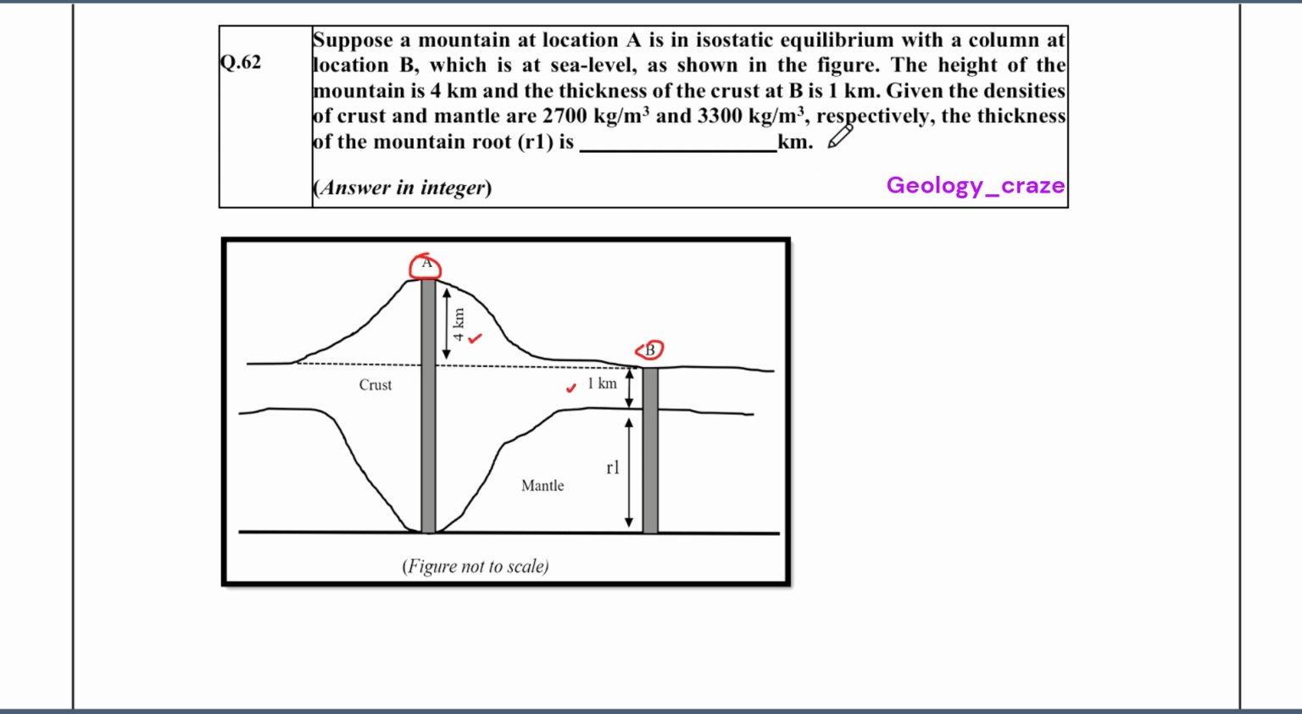And what are we given now? Given the density of the crust and the mantle. This crust density and this mantle density are also given. This is 3300 and this is 2700. Okay. Now, respectively, the thickness of the mountain root R1 is, we have to calculate this root R1.